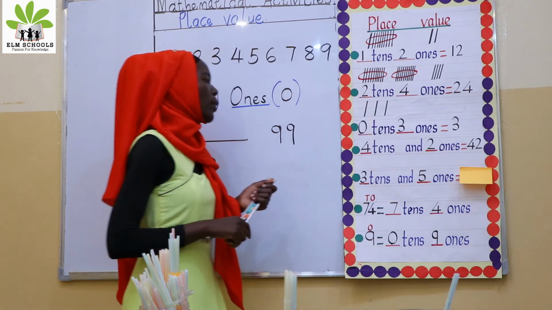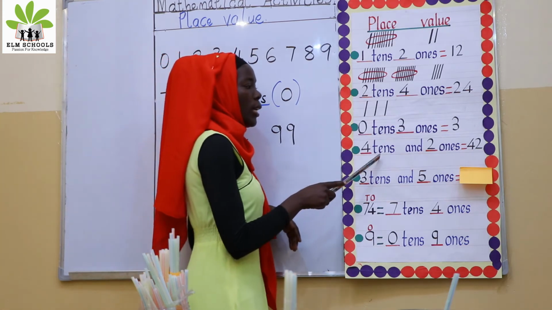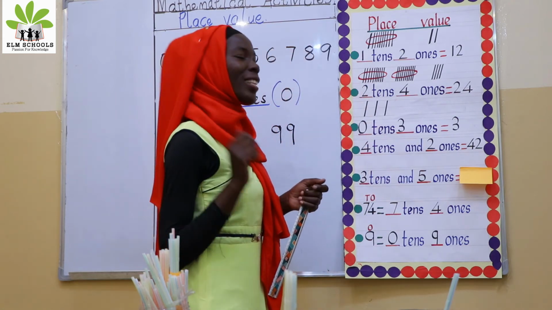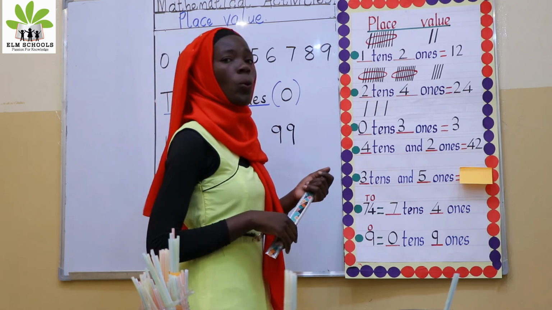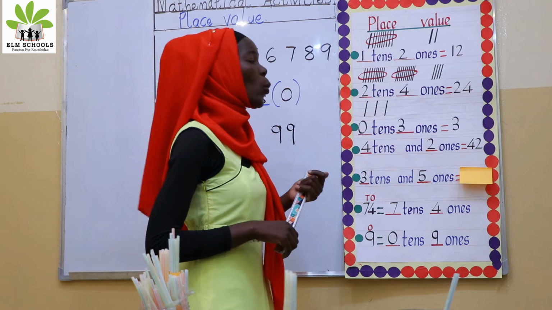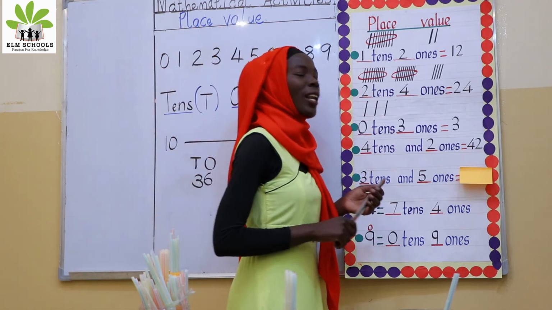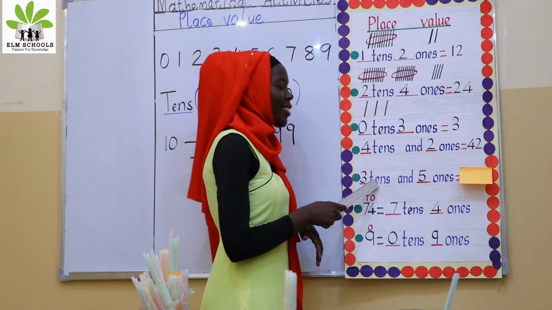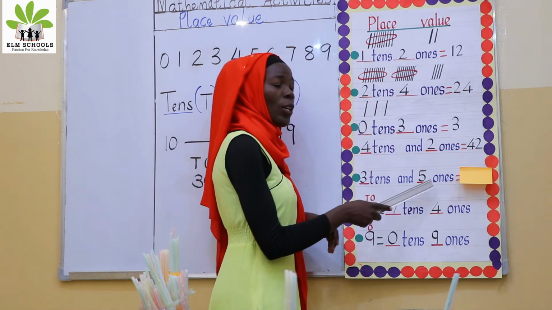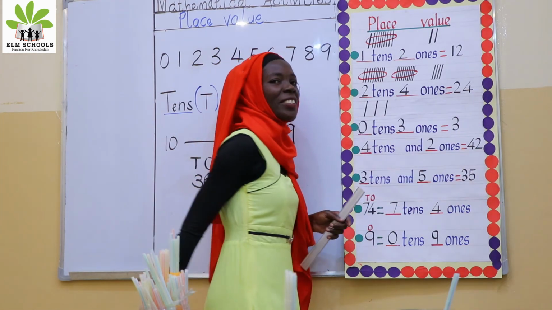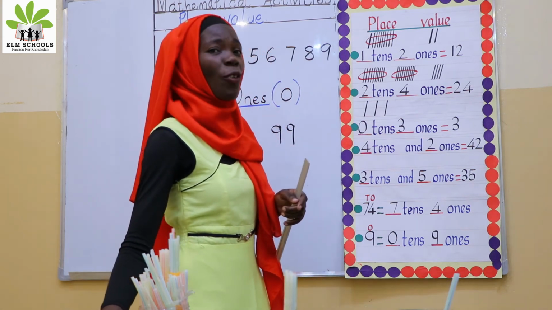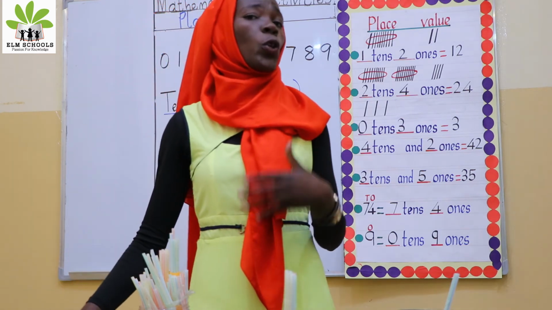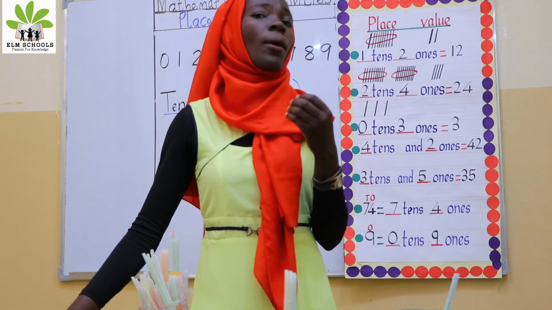In my next example, I have 4 tens and 2 ones. Now they want you to get the number. 4 tens and 2 ones. What do we get? It is equal to 42. 3 tens and 5 ones. What do you get? 35. We get 35. Now sometimes you can be given numbers for you to look for their place value.